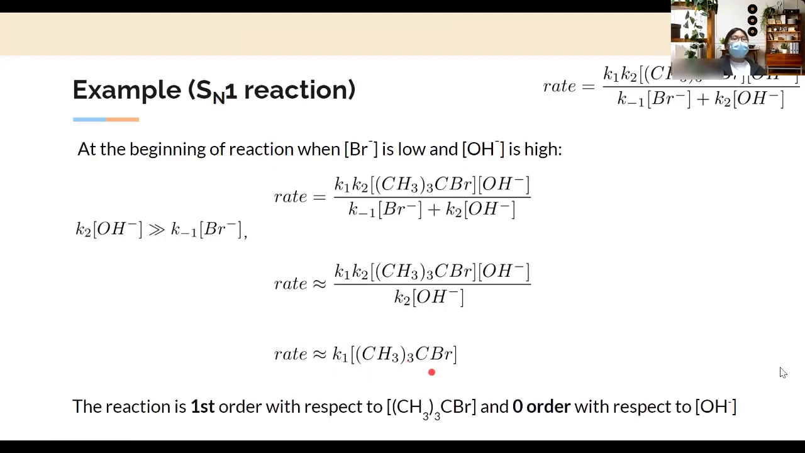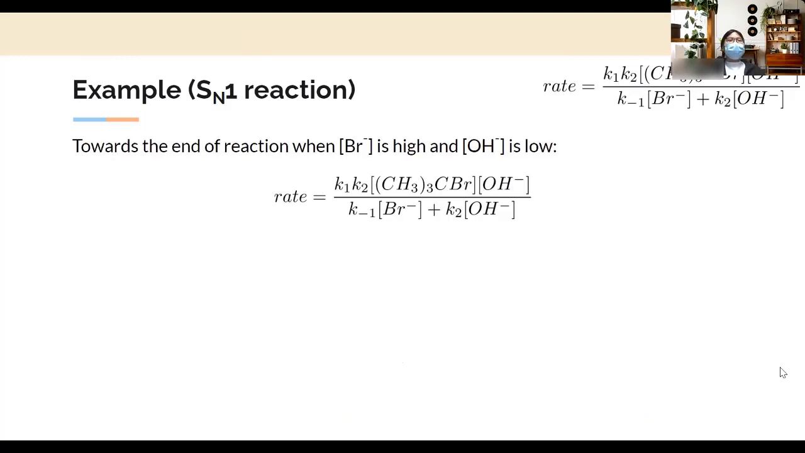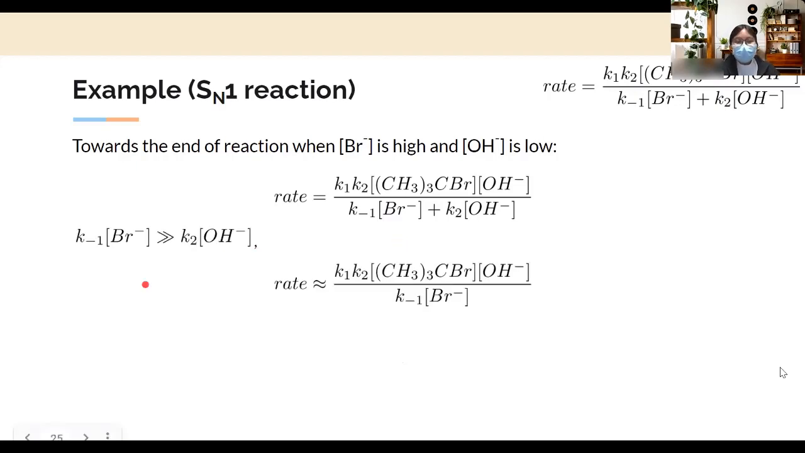So hence we can make the conclusion that this reaction is first order with respect to the concentration of the bromoalkane and zero order with respect to the concentration of the hydroxide ion, which we have all learned before. Now let's consider another scenario. Towards the end of the reaction, concentration of Br minus will be high and that of hydroxide ions will be low. So again, referencing this equation, we can now treat the concentration of hydroxide ions as negligible relative to that of bromide ions, which is the opposite of what we did before, in the previous slide.